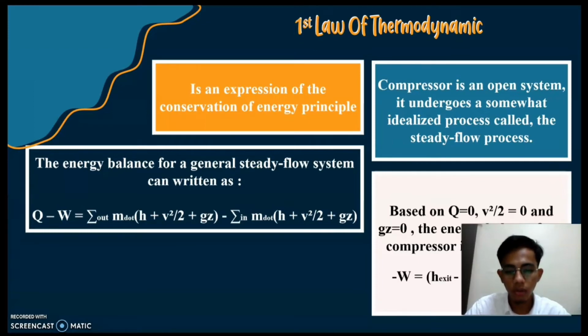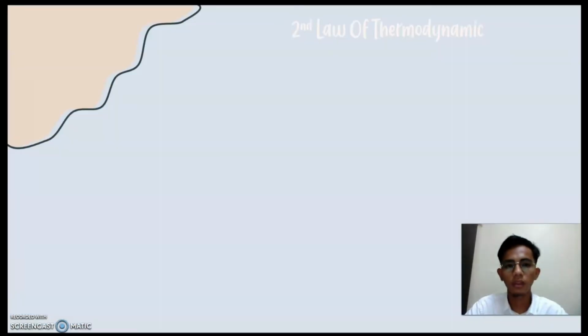So, based on the assumptions above, the energy balance for a compressor is expressed as negative W equals h outlet minus h inlet in kilojoules per kg. Let's proceed to the second law of thermodynamics.